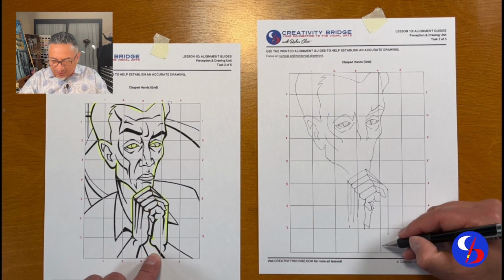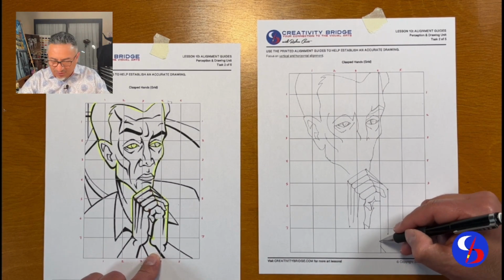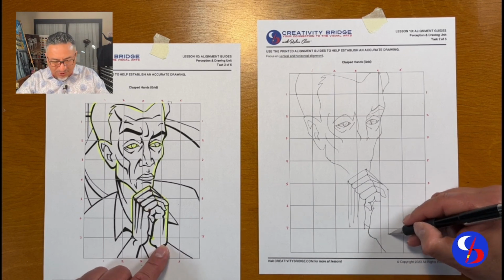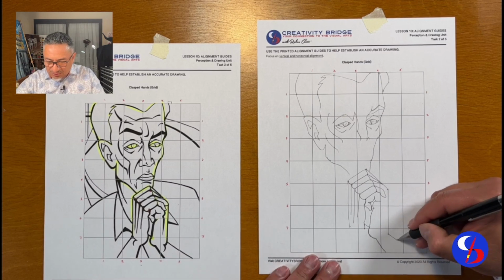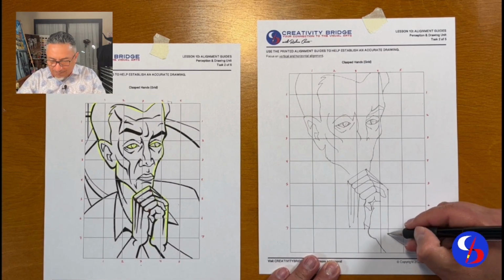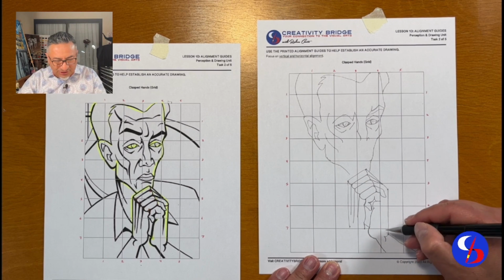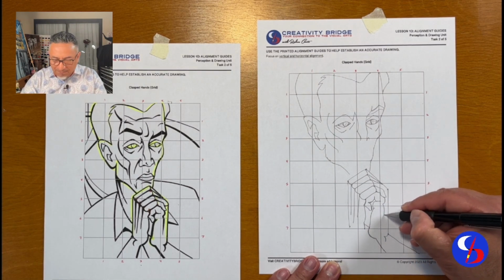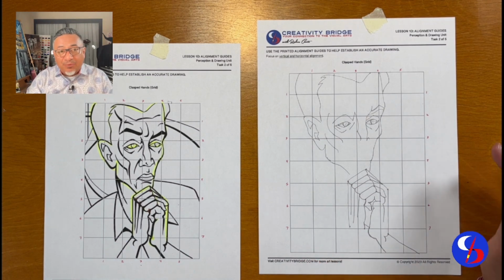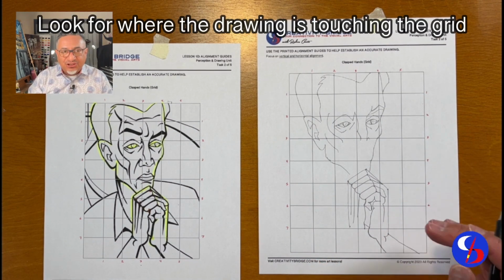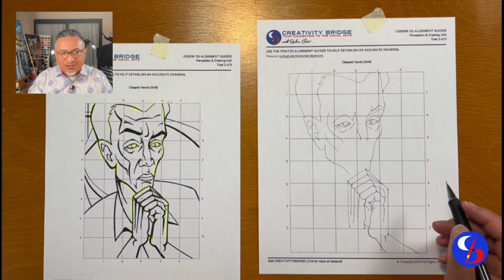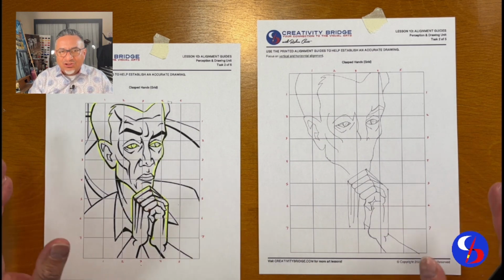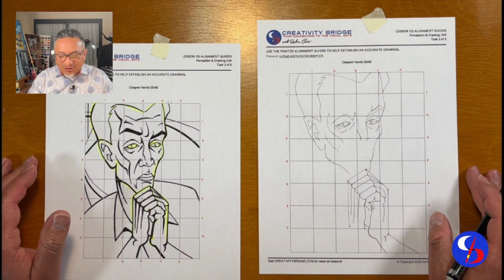This line down here goes to here and here. This line goes here and here. So you can see that there's a lot more work to do, but we can do it if we take this approach. Remember, look for where the drawing is touching the grid, and once you do that, it's a matter of just placing the dots where they are, connecting the dots, and then you're going to see that this drawing is really going to take shape, and it's going to look pretty good.